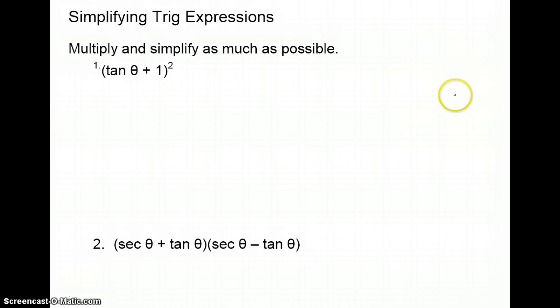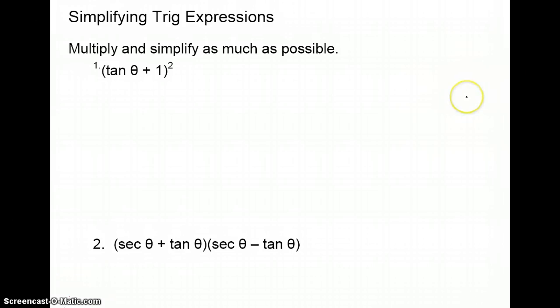Simplifying trig expressions. Before we can start verifying trig identities, we have to know how to simplify, which we really know how to do already, but we're going to do a few examples just to remind us what we're going to be looking for as we try to verify some of our identities. First thing you might do is multiply and then simplify as much as possible.